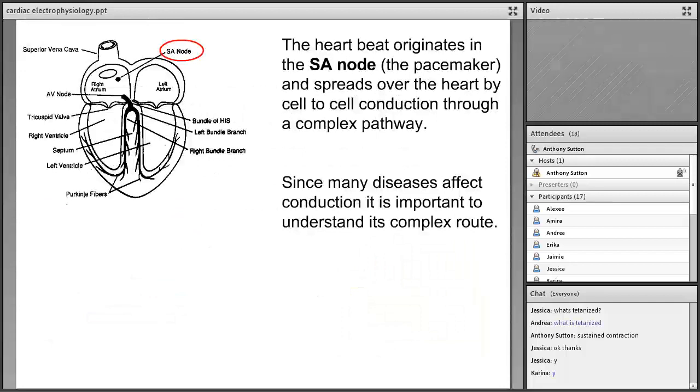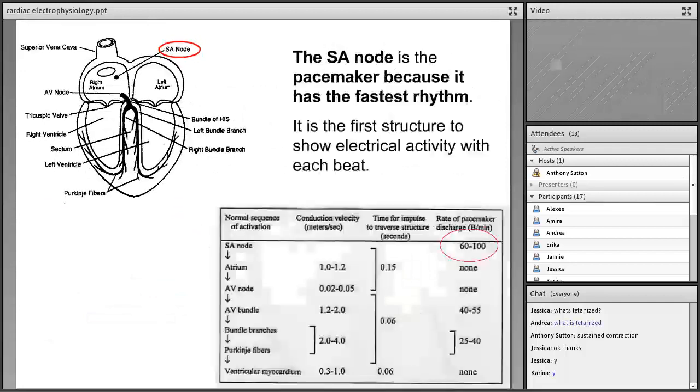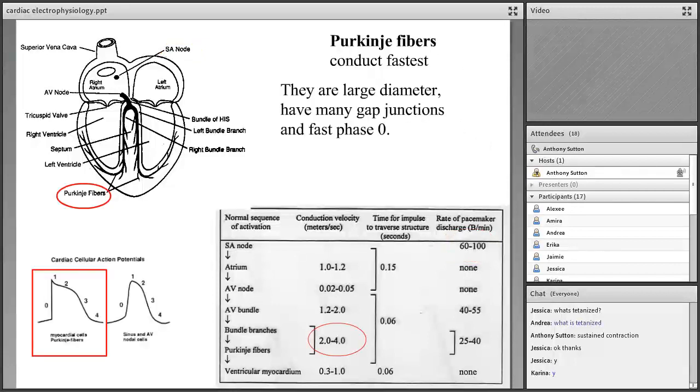Okay, so this is just talking about conduction. This is what we've already talked about. You start at the SA node, right? And the SA node is basically under sympathetic control. That's the pacemaker of the heart, located in the right atrium.